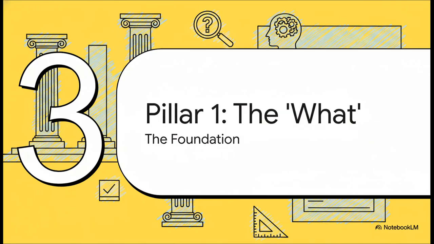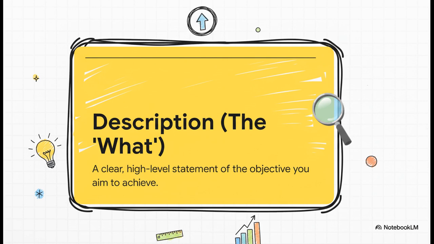So let's dive into pillar number 1, defining the what. This is the absolute foundation. If this part is fuzzy, trust me, the rest of your structure is going to be pretty shaky. So the what is really just your high-level objective. Its job is to create instant clarity. Anyone, and I mean anyone, from a brand new hire to a senior executive, should be able to read this one sentence and know exactly what the mission is.